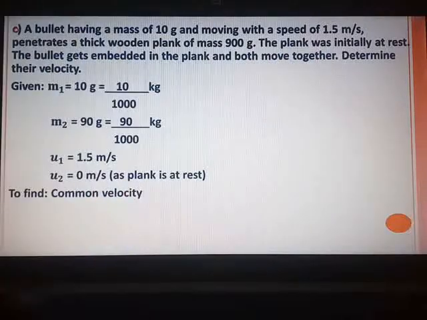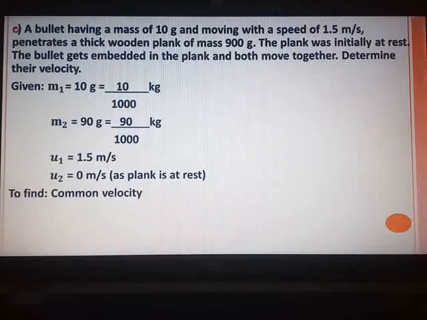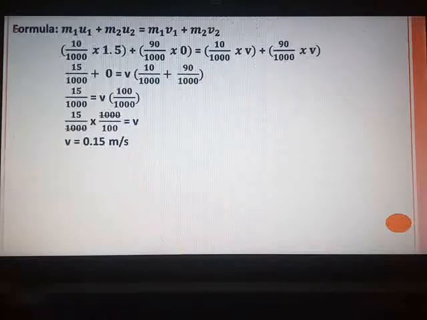The plank is at rest. So U2 is 0 meter per second because it is at rest. So velocity is 0. So U2 is 0 meter per second. The bullet gets embedded in the plank and both move together. Now both have started moving with the same velocity. You have to determine their common velocity.